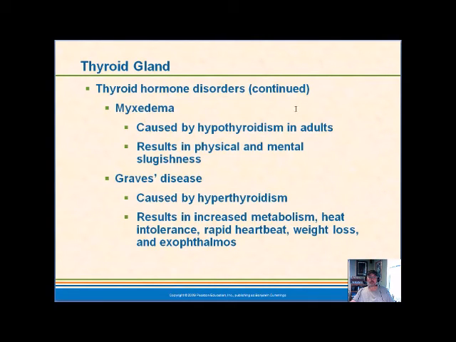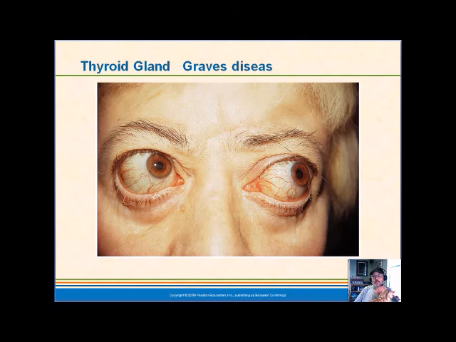Thyroid hormone disorders include something called myxedema, which is caused by hypothyroidism in adults. And it results in physical and mental sluggishness. And then we have Graves' disease, caused by hyperthyroidism, which results in increased metabolism and heat intolerance. That is, you just feel warm all the time. A rapid heartbeat, weight loss, and exophthalmos. That is, your eyes kind of bug out a little bit. So I've got a couple of pictures here that show each of these conditions.